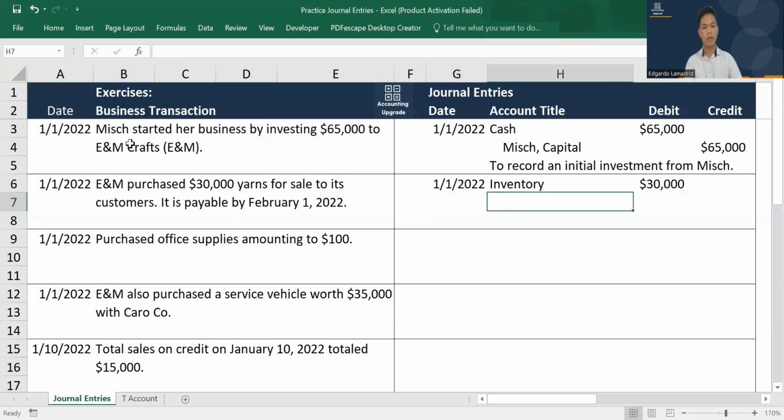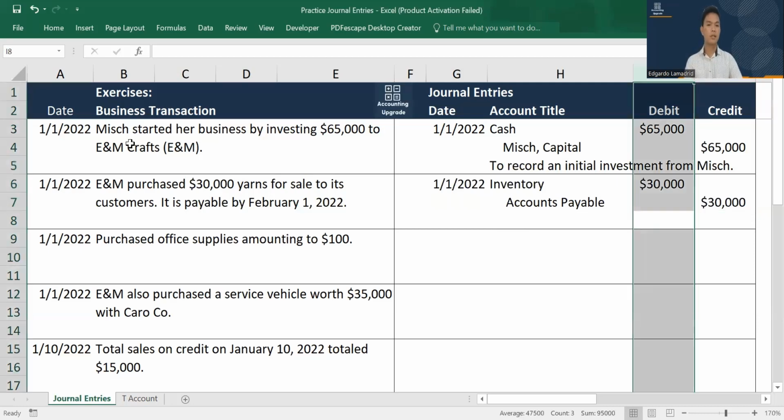Alright, inventory. And since it is an addition to inventory, we will put the $30,000 to the debit side of the equation. Then we will look into the credit side. Since the yarns are purchased by E&M from the vendor on credit, which is payable by February 1, 2022, we will record this to accounts payable. So let's record accounts payable amounting to $30,000. And as you can see, the entry is again balanced since we have a $30,000 debit and $30,000 credit.